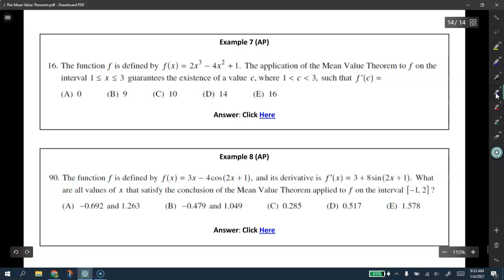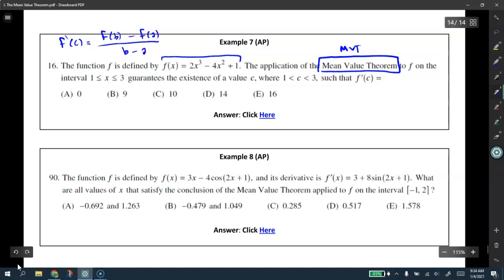Okay, let's go ahead and try number 16. And again, it's important to get used to the language that they're using. It says the function f is defined by this equation right here. The application of the mean value theorem. This is rare, but they actually mention the MVT. When they're already mentioning it, it's a very good habit to quickly write down the mean value theorem in the corner. All right, so this is the mean value theorem.